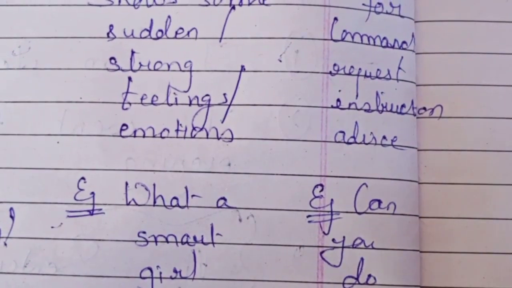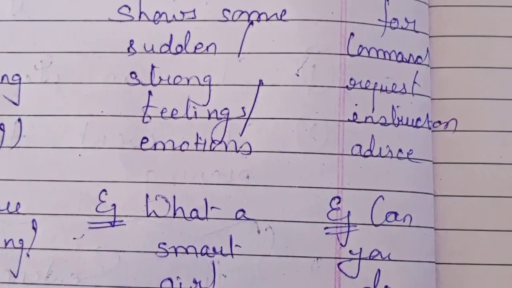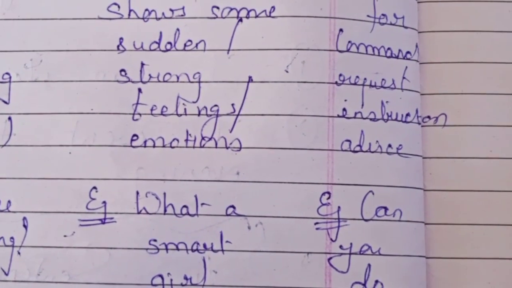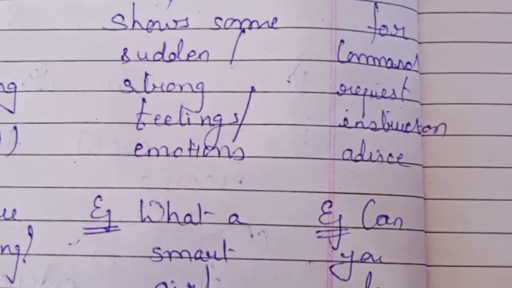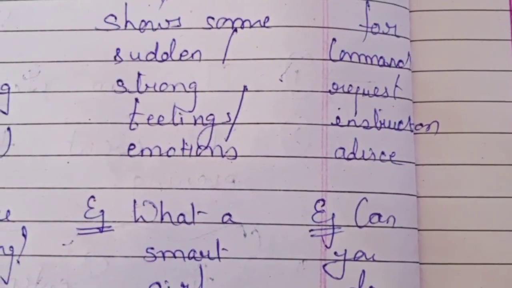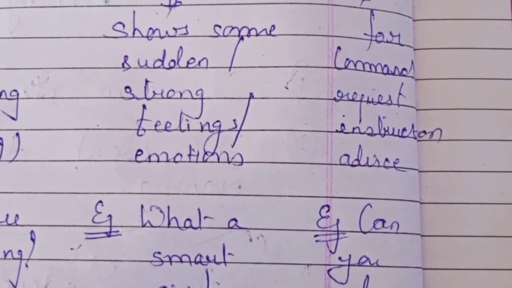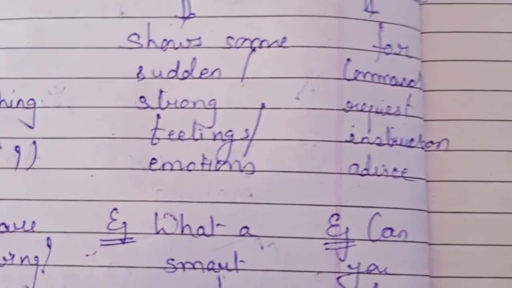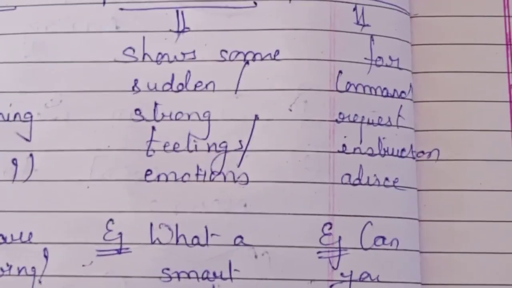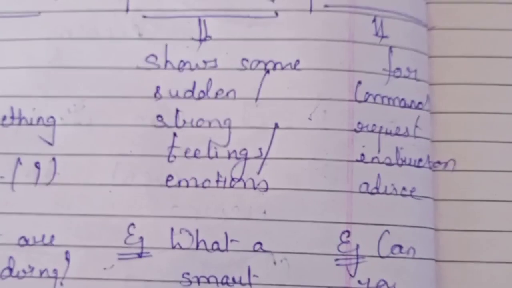Second one, close the door. I ordered you, I command you. Close the door. Suppose I am saying, get lost. It's my order, it's my command. So again it is included in imperative sentences.